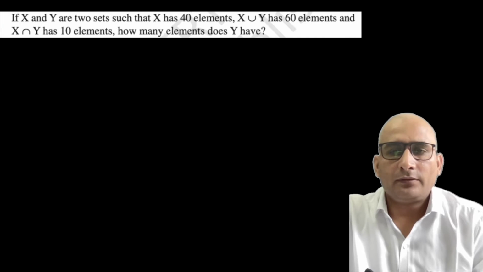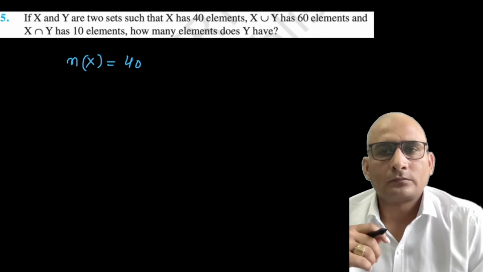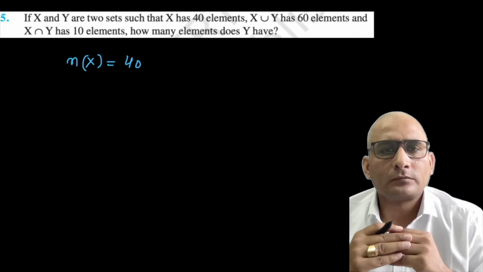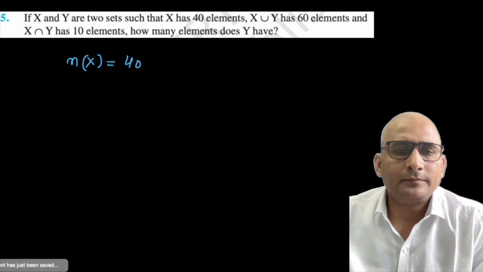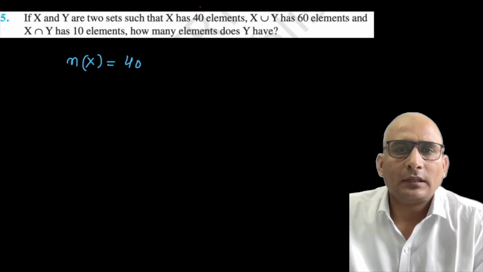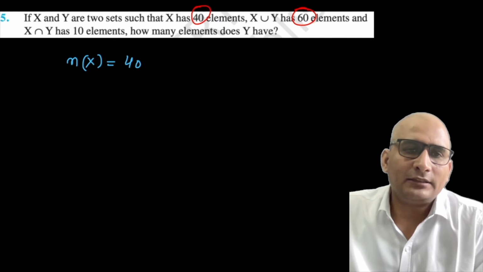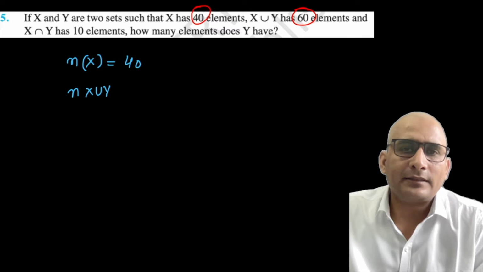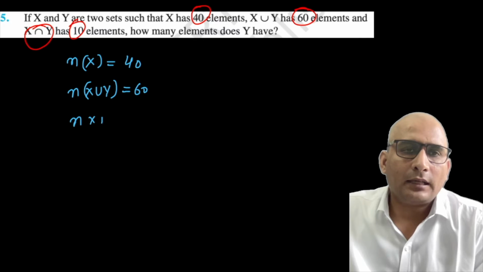Okay, this is question 5. If X and Y are two sets such that X has 40 elements, X union Y has 60 elements, and X intersection Y has 10 elements, how many elements does Y have? Okay, so n(X) is given 40 here. Look at the given data in the question. n(X) is given 40. X union Y is given 60. So let me write this here. X union Y is given 60. And X intersection Y is given 10, right?